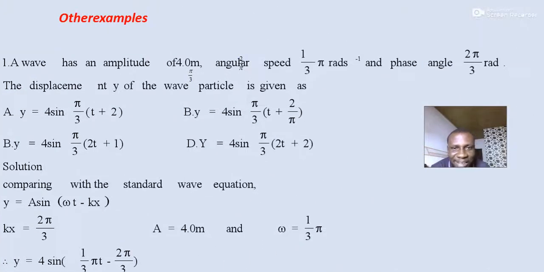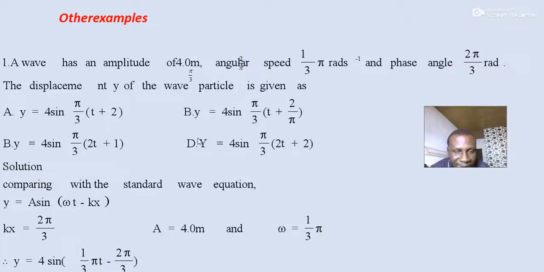Okay, very well. This is another one. Other examples, as you can see. A wave has an amplitude of 4.0 meters, angular speed of 1 over 3 pi rad per second, and phase angle of 2 pi over 3 rad. So we should look for the displacement y of the wave particle.